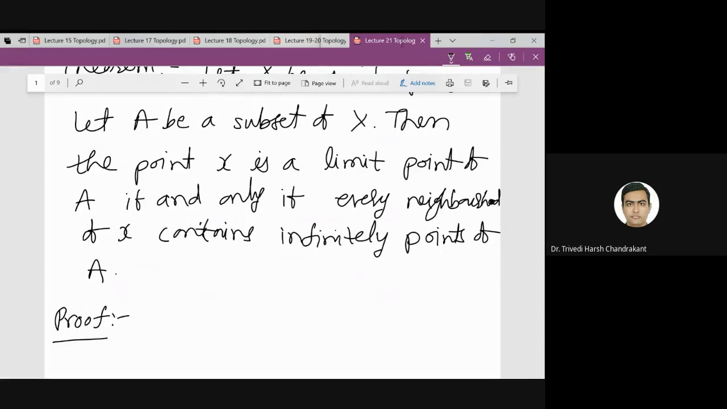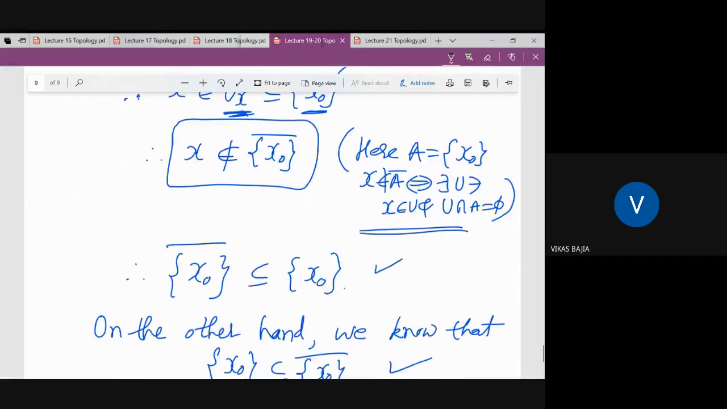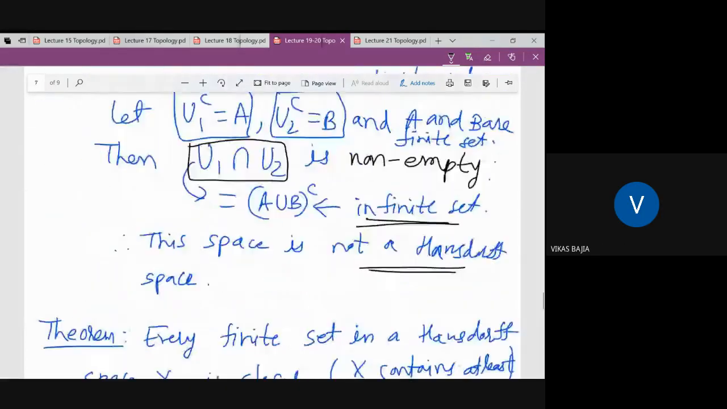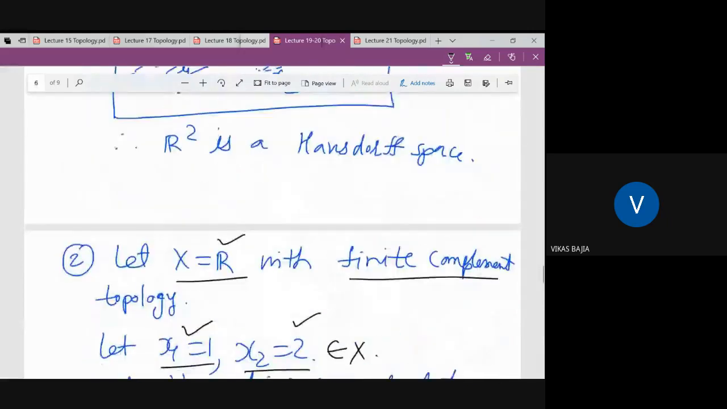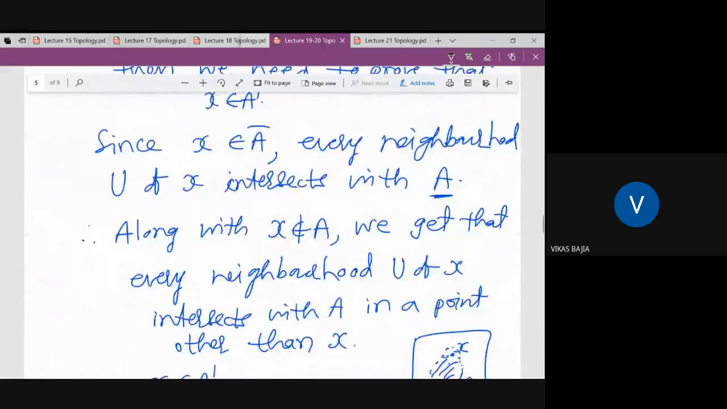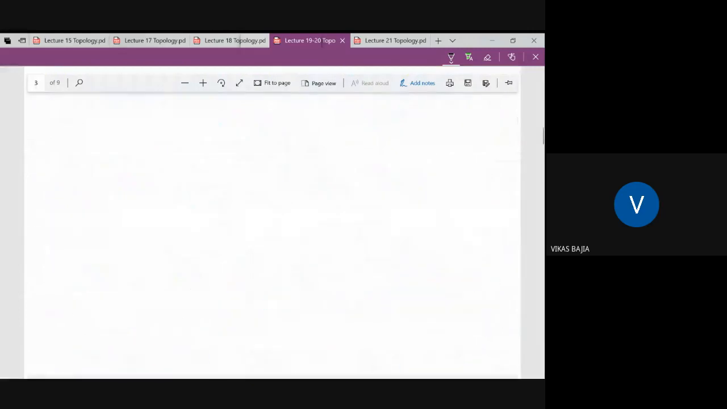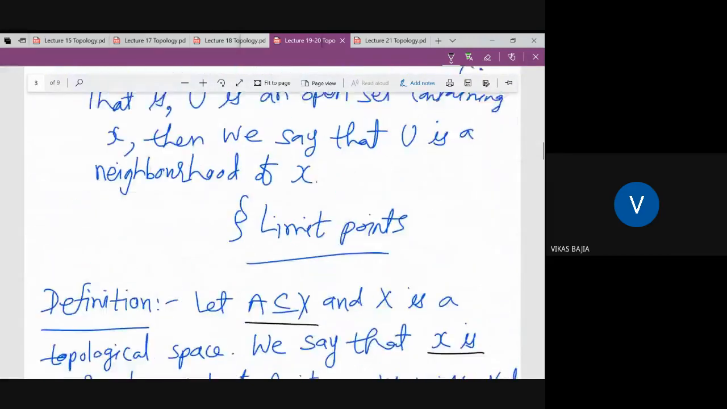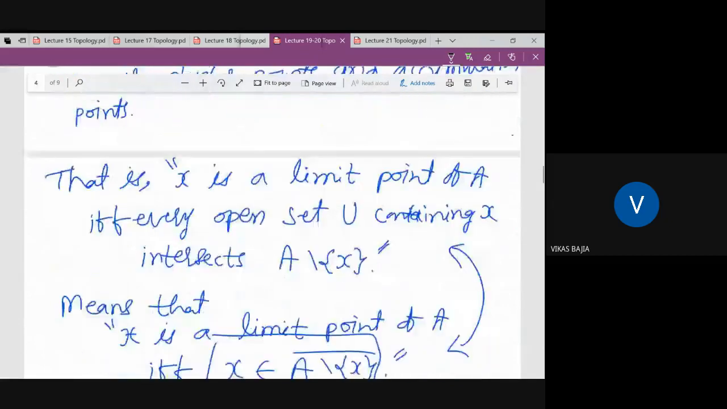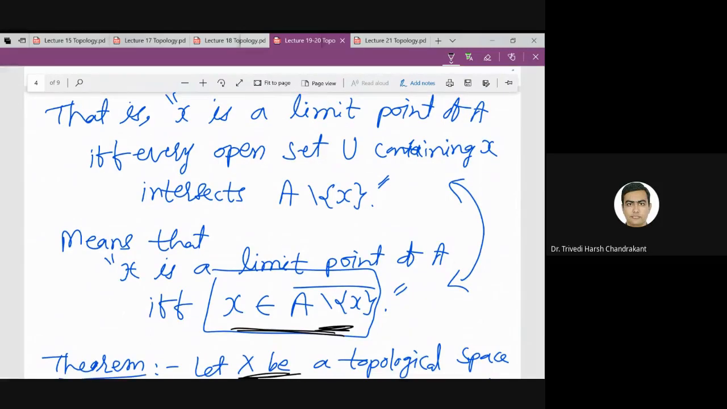So what doubt you have? Let me check that. Vikas. Sir, we have said that X belongs to A minus extra closure. Hmm. Then how we write this? Yeah. This one you are saying, right? Yeah. Yes, sir. So About definition. this is okay.